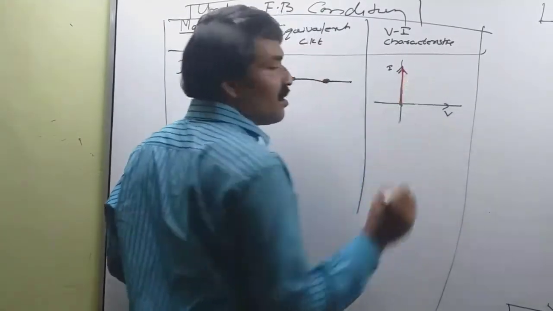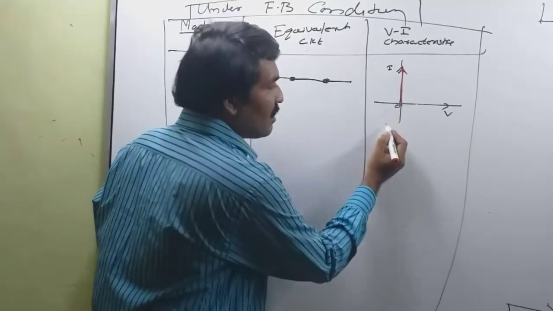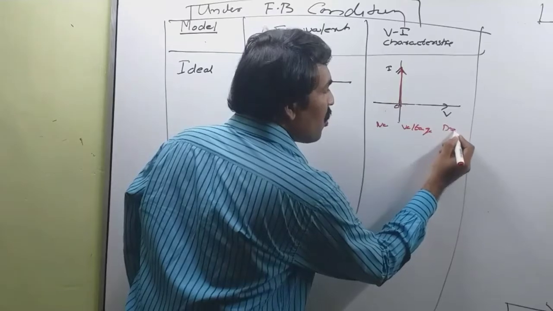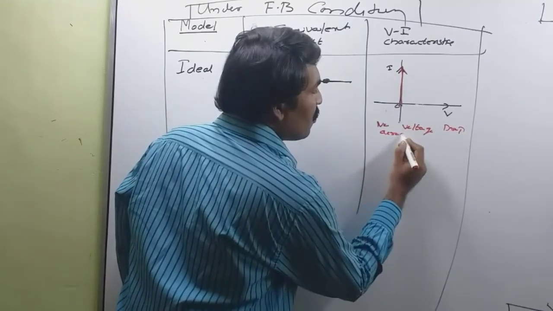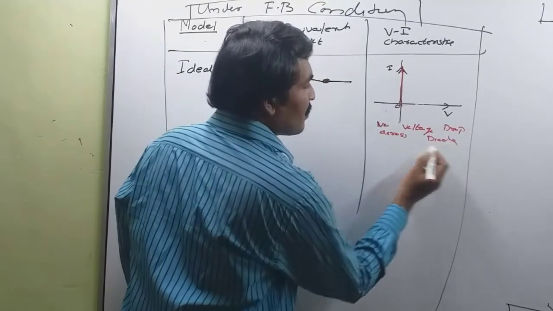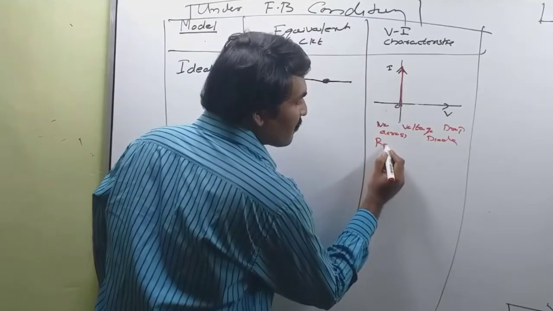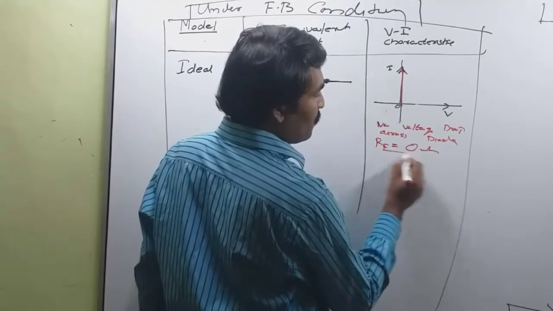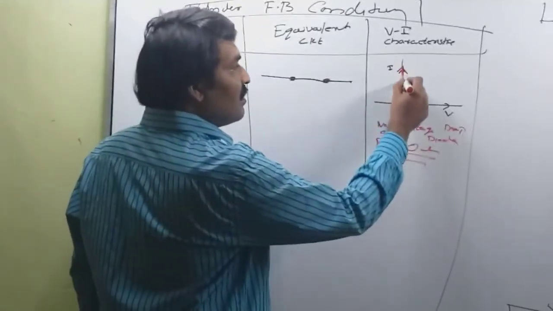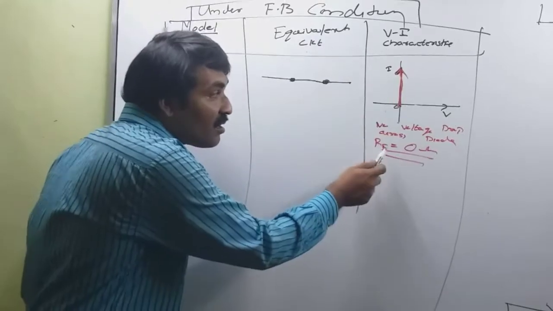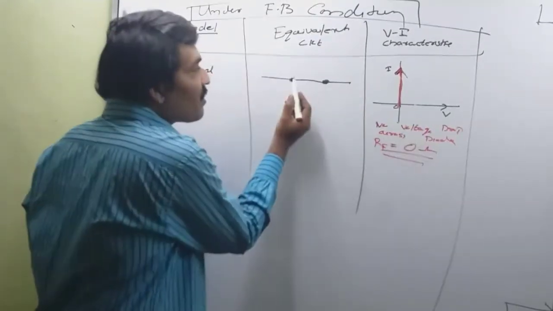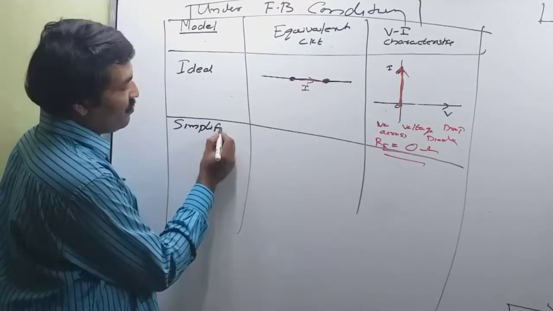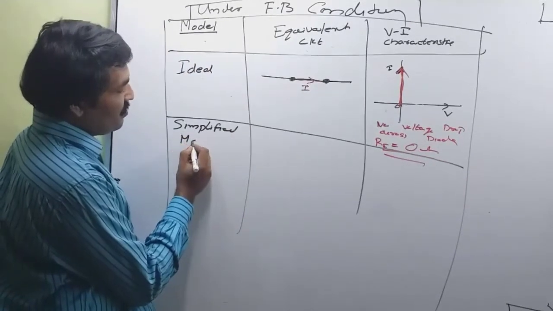That is, no voltage drop across the diode. And the forward resistance RF of the diode is equal to 0 ohm, and current increases. For an ideal diode, RF is equal to 0 and voltage drop is equal to 0. So it is a closed switch. So current will flow. Simplified model.